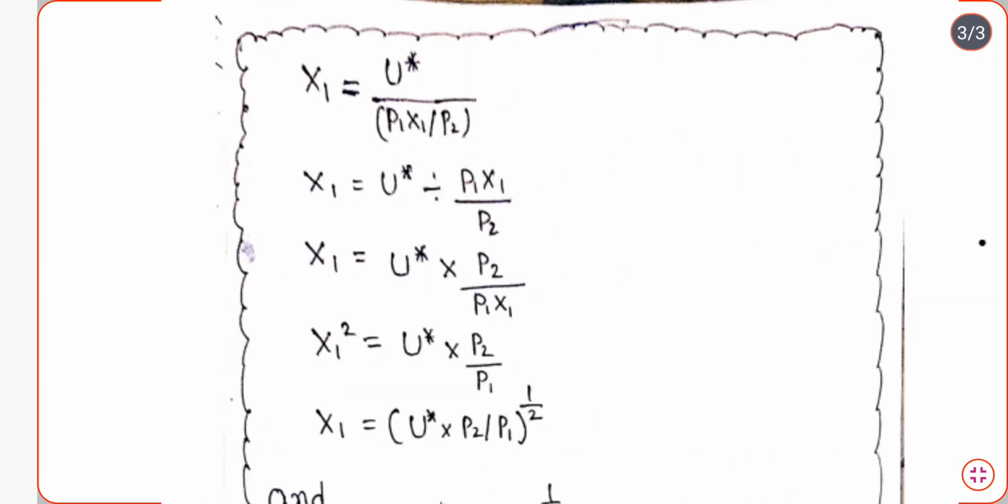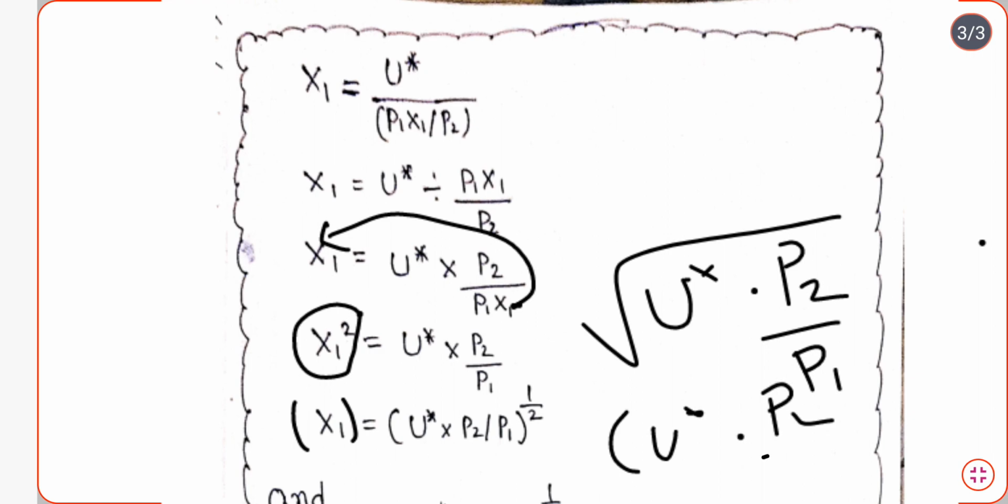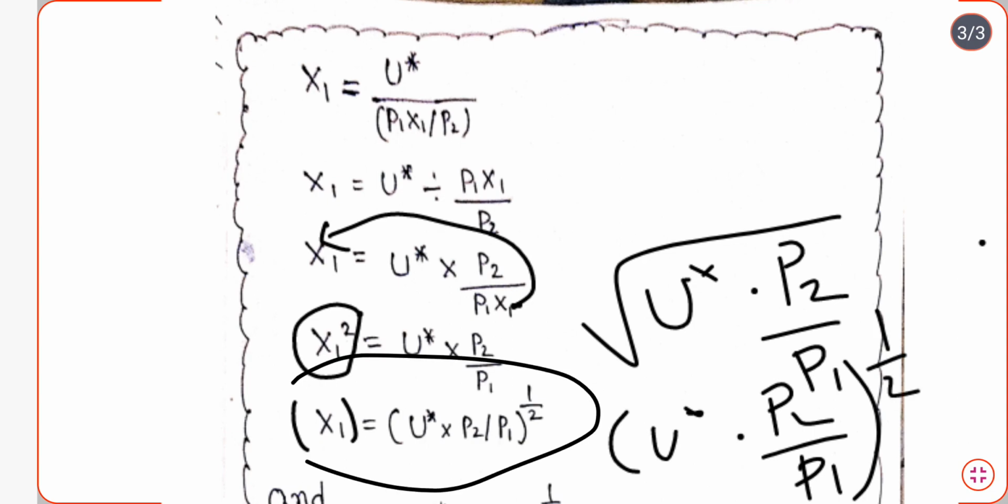Now by doing a little calculation, by taking this x1 to the left hand side, we obtain x1 square, and by square rooting both sides we obtain the value of x1, that is root over u star into p2 by p1. Now if we take the root out, it will obviously be u star into p2 by p1 to the power 1 by 2, as it is written here. Now this is the value of x1.